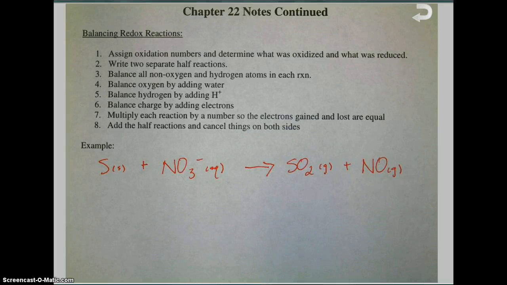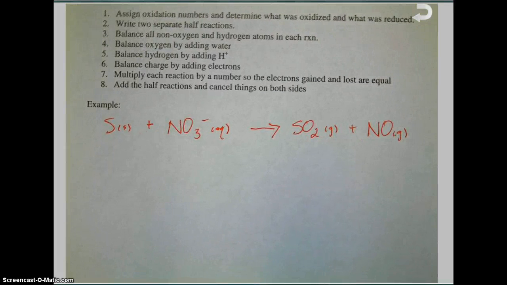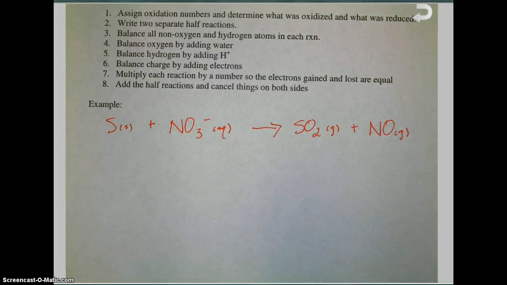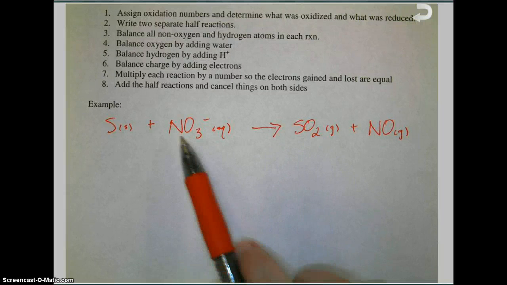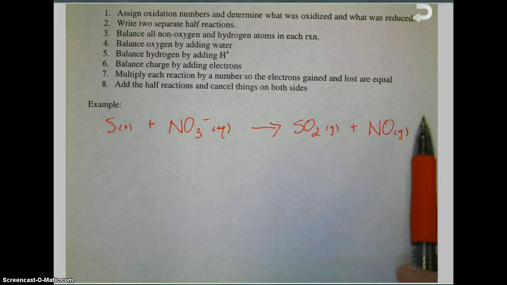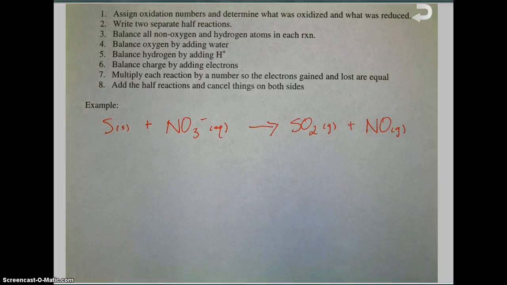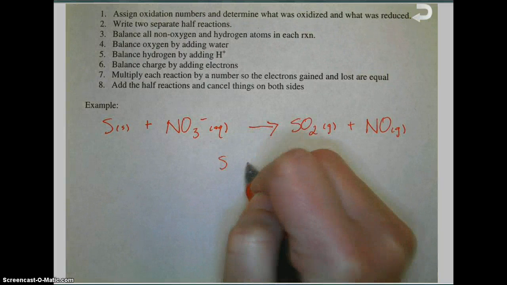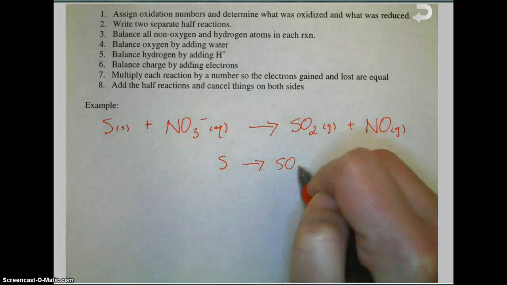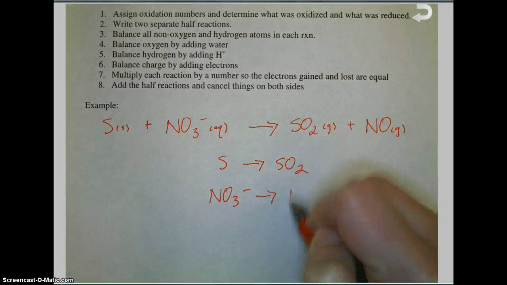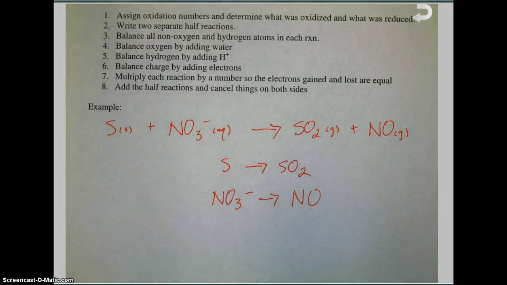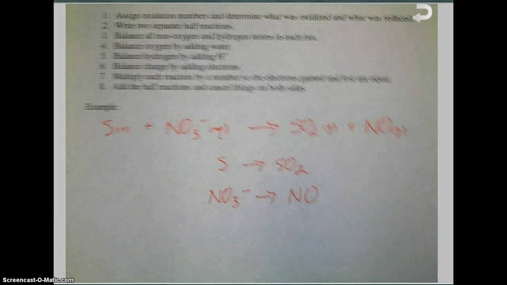How do you know what the half reactions are going to be? Well, I would guess that the things with sulfur are going to be in a half reaction, and then the things with nitrogen are going to be in a half reaction. So those are what we're going to split apart. So we're going to say sulfur yields sulfur dioxide, and nitrate yields nitrogen monoxide. Okay, and obviously those aren't balanced. That's what we're working on.